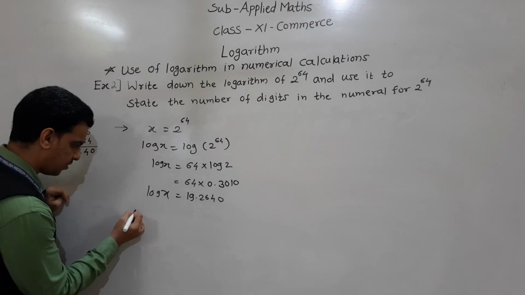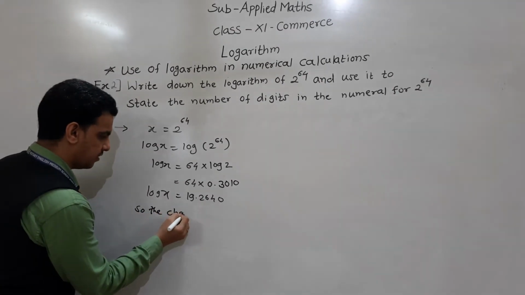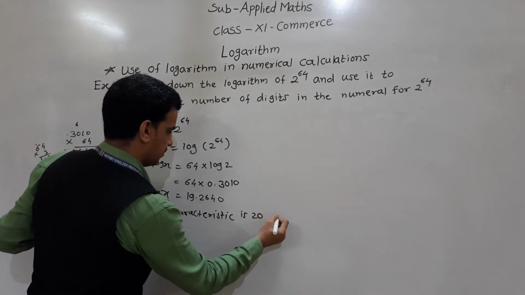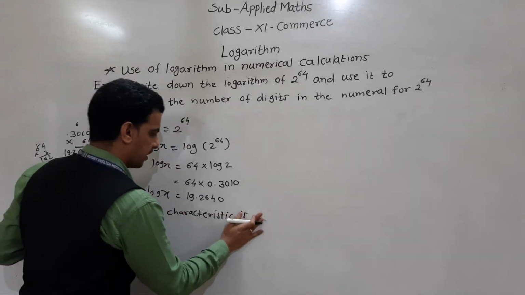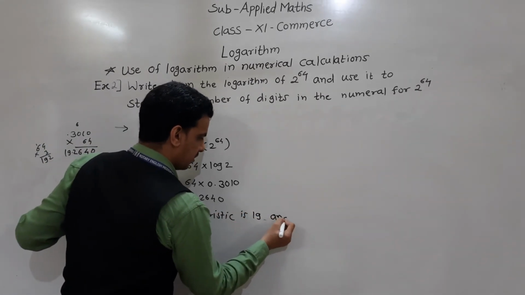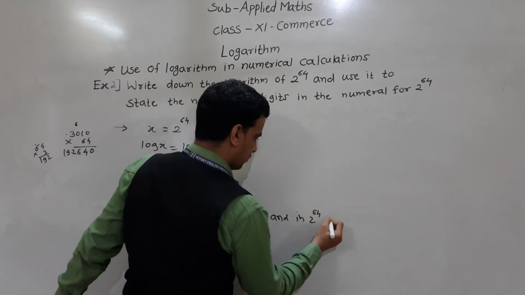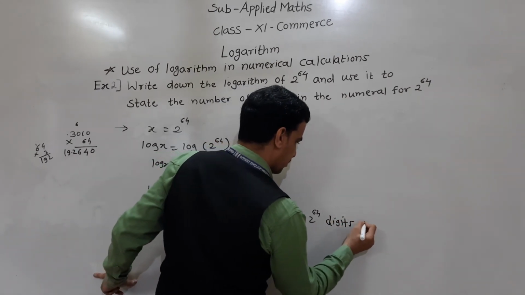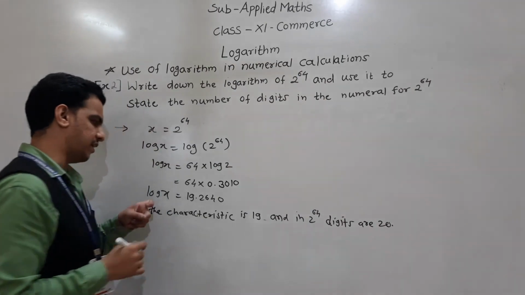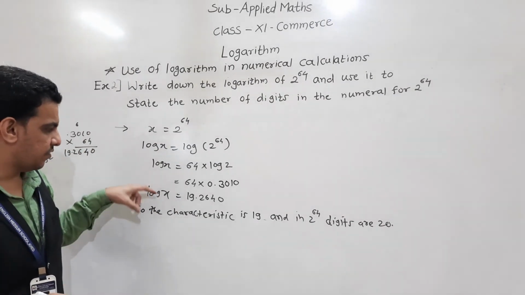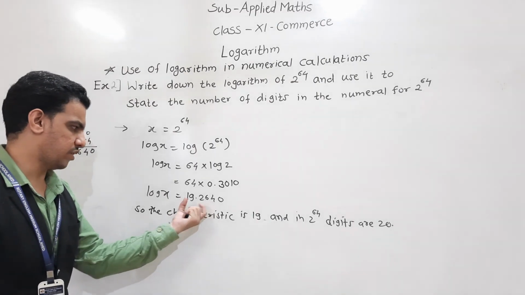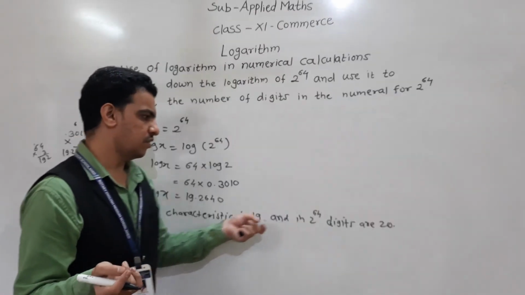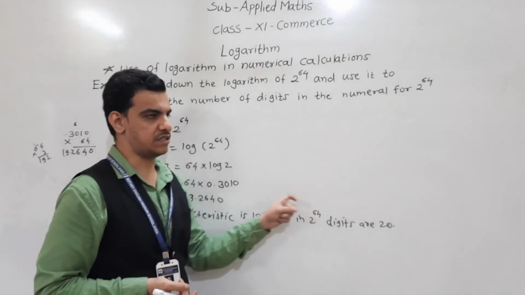Okay, so the characteristic is 19, because there are 19 digits after the point. Characteristic is 19, and in 2 raised to 64 digits are 20. Okay, so when we find antilog of this number, then x is equal to antilog of this number. So characteristic is 19 means we have to give decimal point after 20 digits. So there are 20 digits in 2 raised to 64.